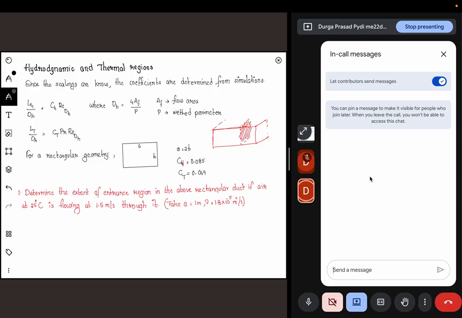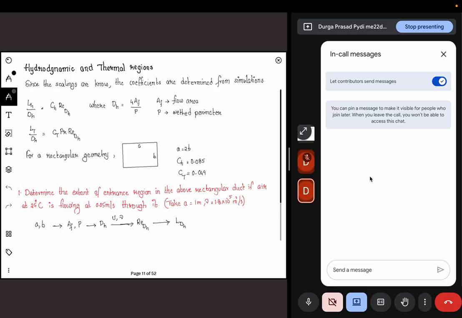Okay, coming back to the problem. What is the first thing that we have to do? You know the A and B values. So you have to determine AF and P, and from that calculate DH. You know U and mu, so you can use that to calculate the Reynolds number. From that you can calculate the L by DH value.